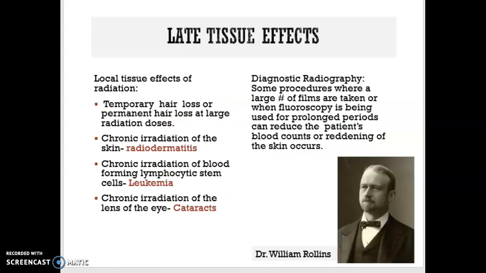So what are the tissue effects that may occur? Temporary hair loss or permanent hair loss, which we've mentioned in prior modules, occur at large radiation doses. Chronic irradiation of the skin can lead to radiodermatitis. Chronic irradiation of the blood could lead to leukemia or aplastic anemia, as in the case of Marie Curie. Chronic irradiation of the lens of the eye will result in cataracts, as already mentioned.